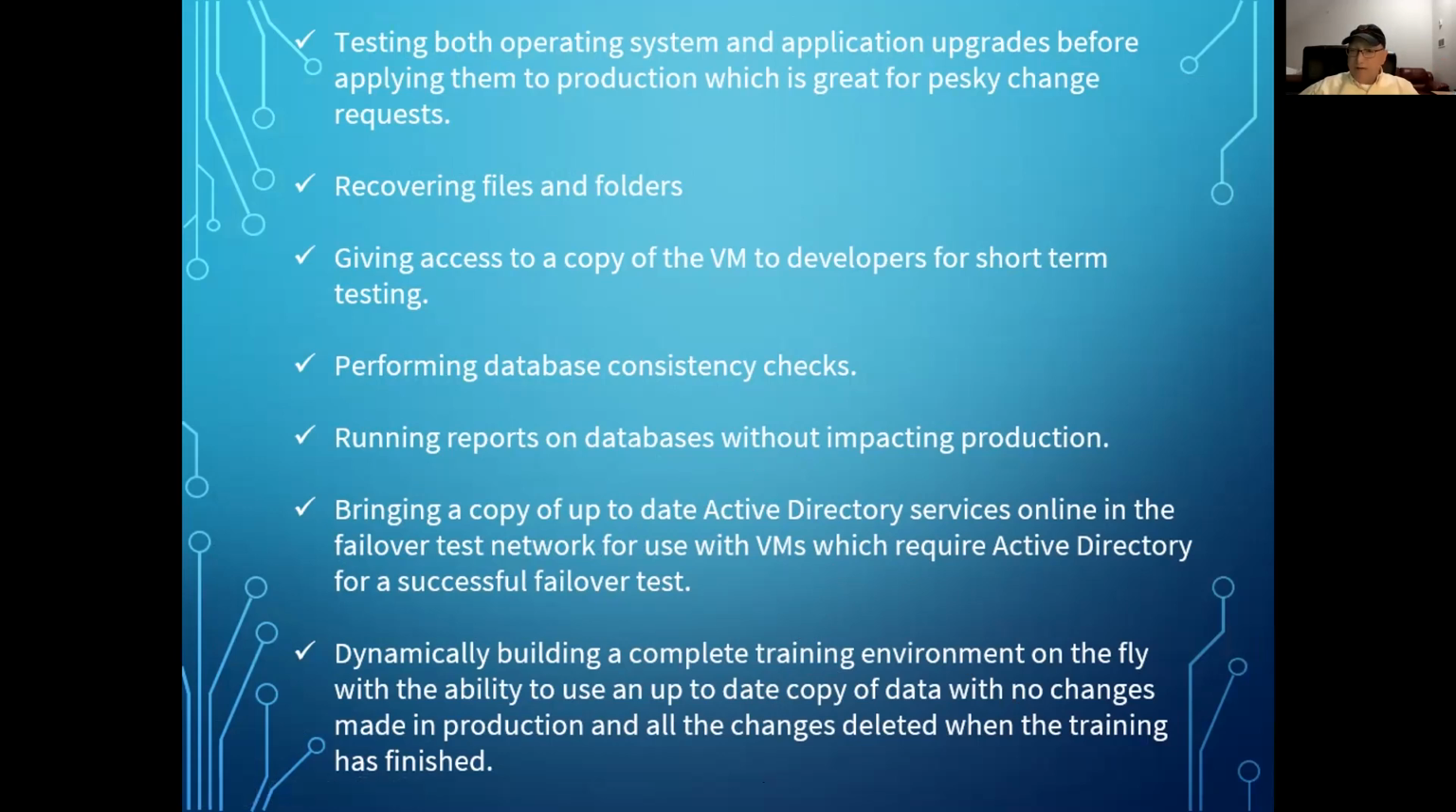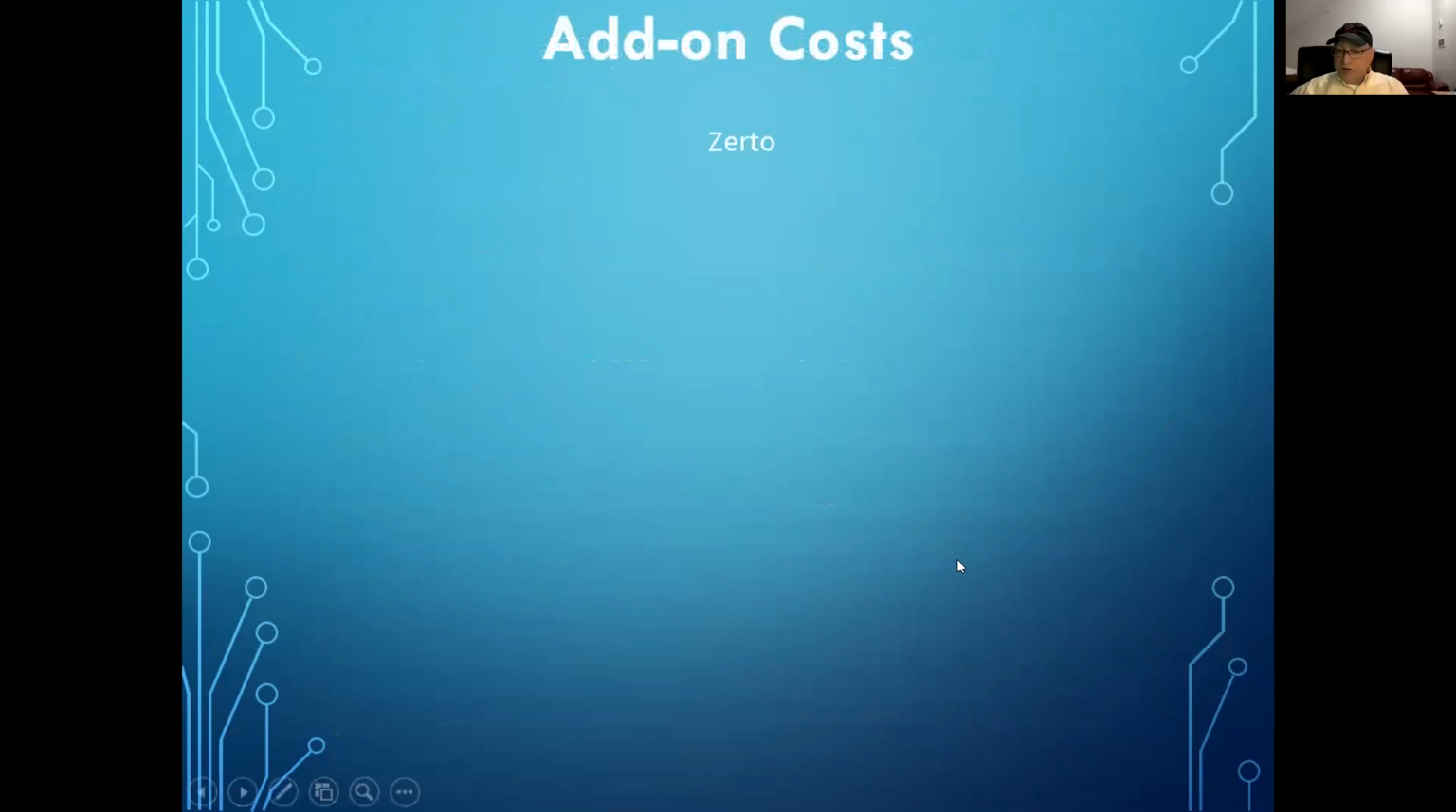And then when you train on the latest data, it's not occurring in production. Using this capability is really powerful. Just the cost: Zerto, like I said, costs me $100 a month.